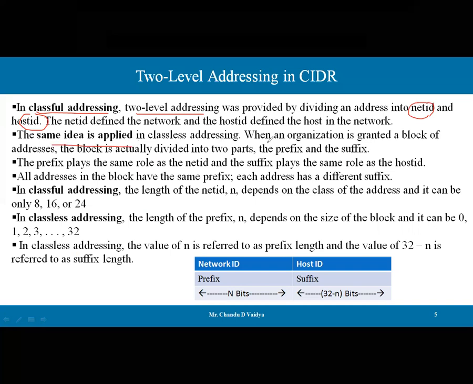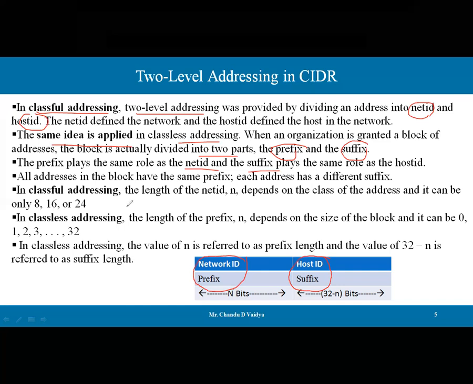In classless addressing, when an organization is granted a block of addresses, the block is divided into two parts, the prefix and the suffix. So the network ID is called the prefix, and the host ID is called the suffix. The concept is similar to classful addressing, but the nomenclature is different. The prefix plays the same role as the net ID, and the suffix as the host ID.